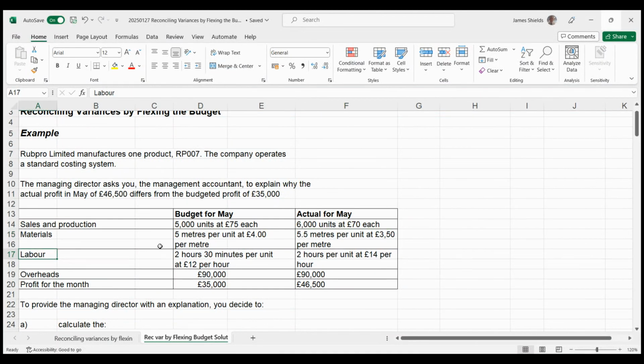Now the labour, 2 hours 30 minutes per unit at £12 per hour was a budget, and actual was 2 hours per unit at £14 per hour. The overheads were 90,000 for May budgeted, and the actual were also 90,000 for May. The profit for the month for budget for May was 35,000. The actual amount was 46,500.